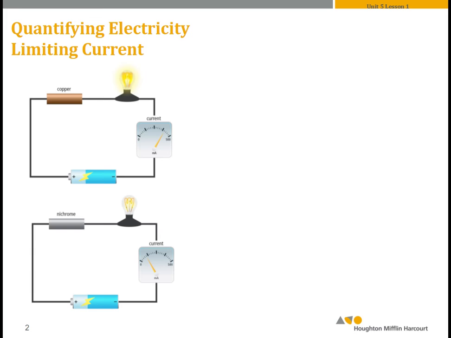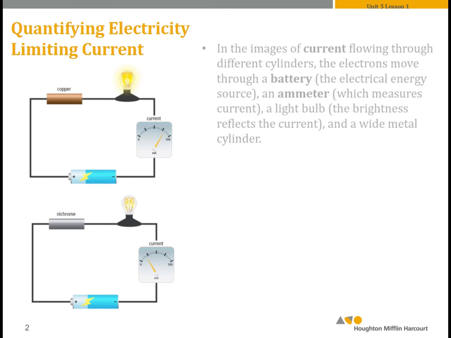And then on the right side, we have a measurement device called an ammeter. An ammeter is used for measuring current. So in these images, the electrons will move through the battery, through an ammeter, and then also through the light bulb and the cylinder.